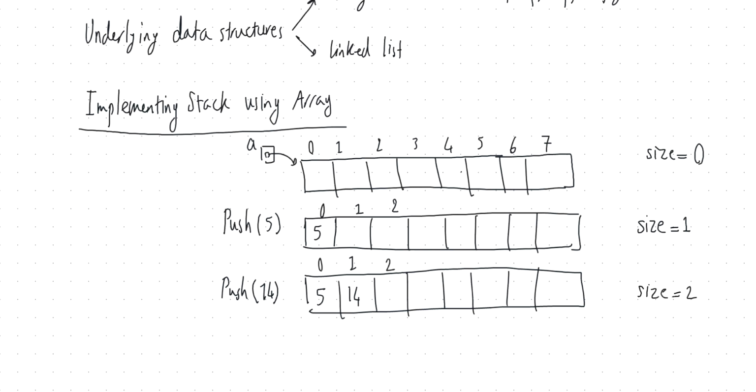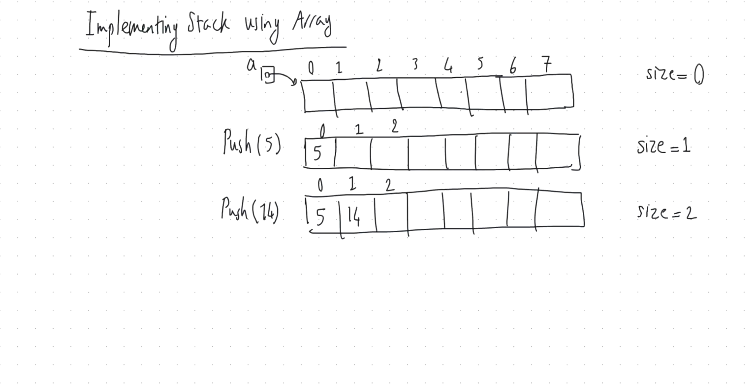Very simple, right? Now, in general, when you push a new element, you need to look at the size, and that number tells you which index you should write this new key at. So when the size is 1 and you push a new element like 14, then 14 should be written at index 1.